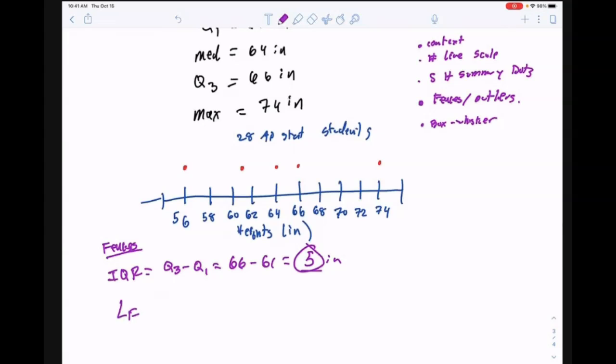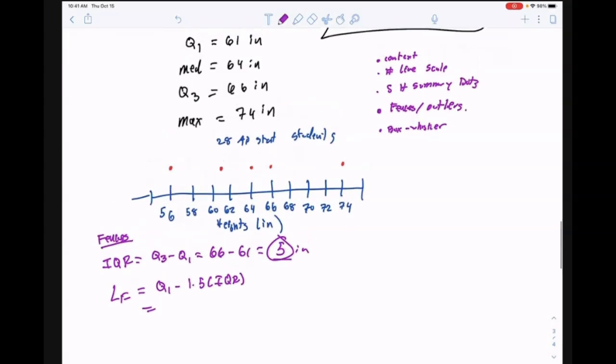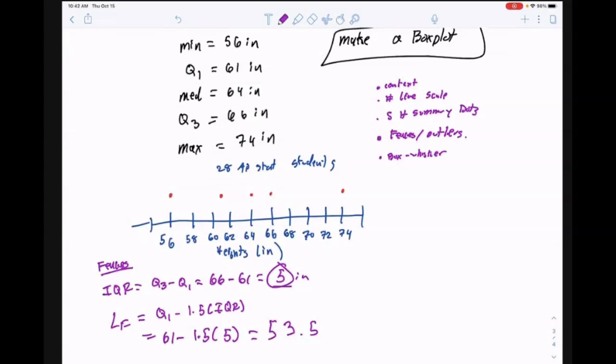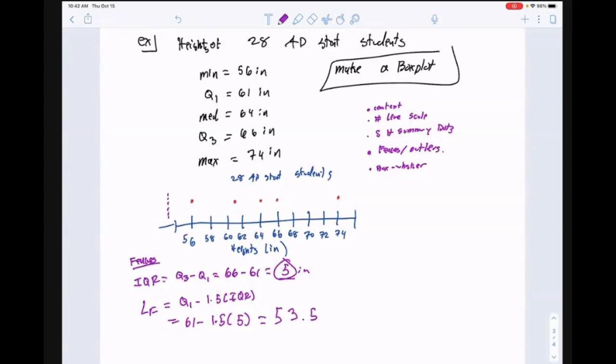All right, so the lower fence. The formula is Q1 minus 1.5 IQR. Don't give me the answer, walk me through it. Just plug in the numbers. Substitute the numbers. So it would be 61 minus 1.5 times 5. And we plug that into a calculator. 1.5 times 5 is 7.5. 61 minus 7.5 is 53.5. All right, 53.5 is my lower fence. And I'll draw where my lower fence is. So 53.5 is right there.